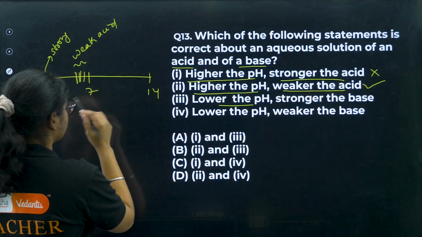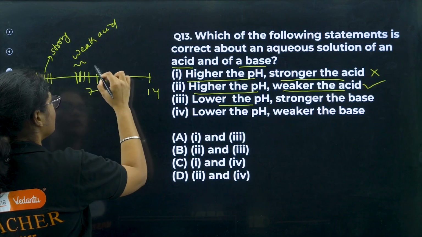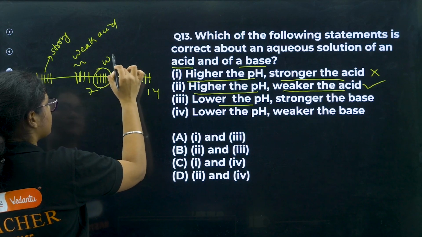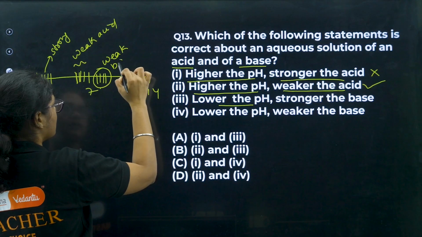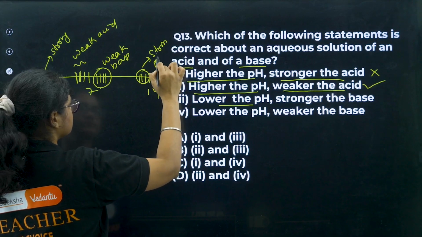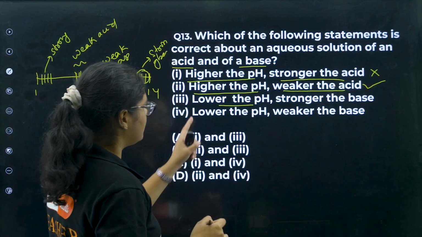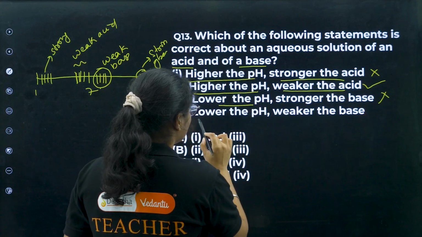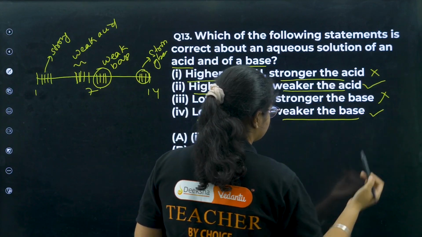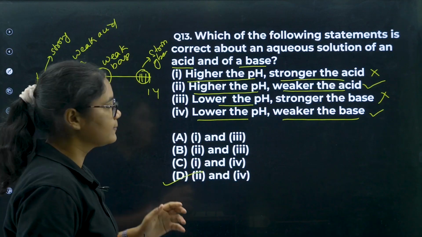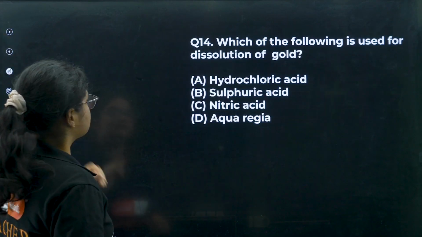But in case of base, what happens if we have low pH? So 7, 8 and this is high pH. Low pH means this is a weak base and high pH means this is a strong base. So lower the pH, stronger the base, no. Lower the pH, weaker the base, yes. So we get correct 2 and 4, so that is option number D. Next is question number 14.